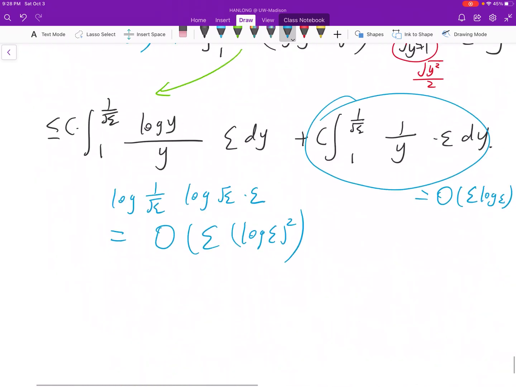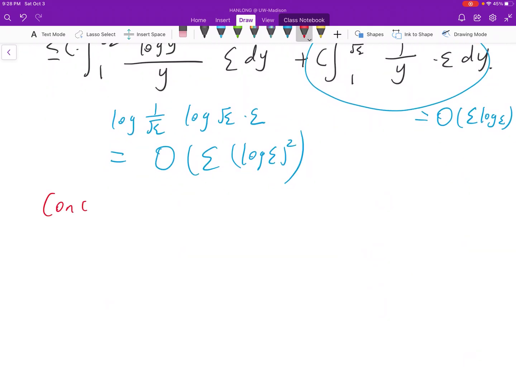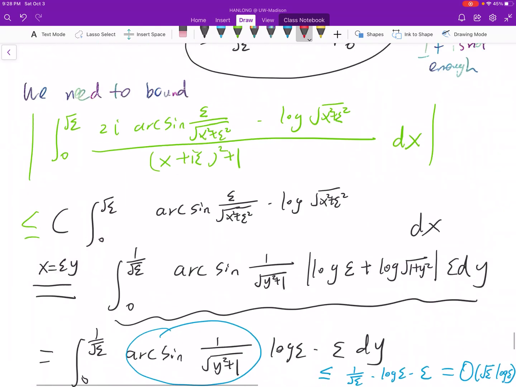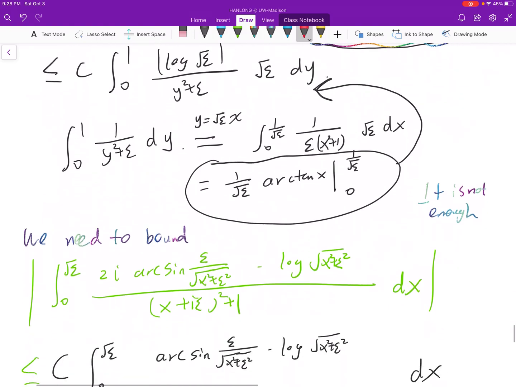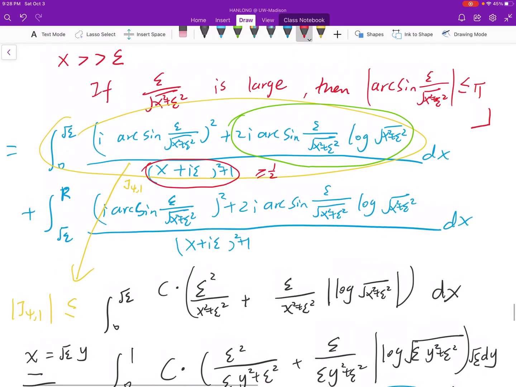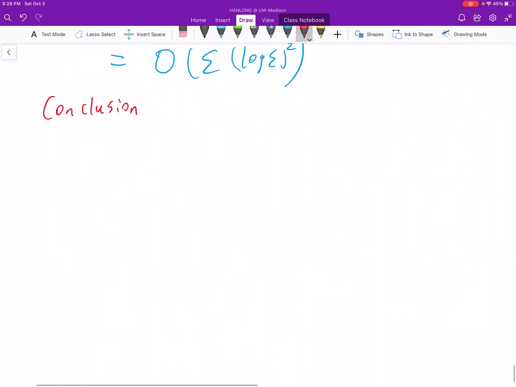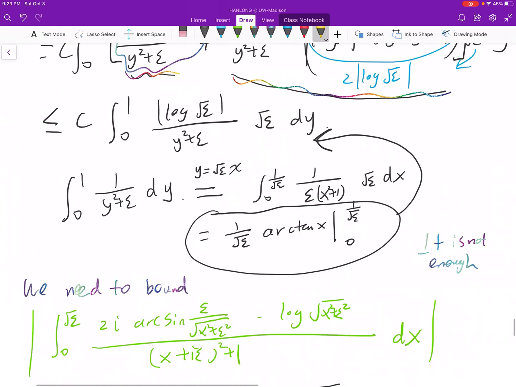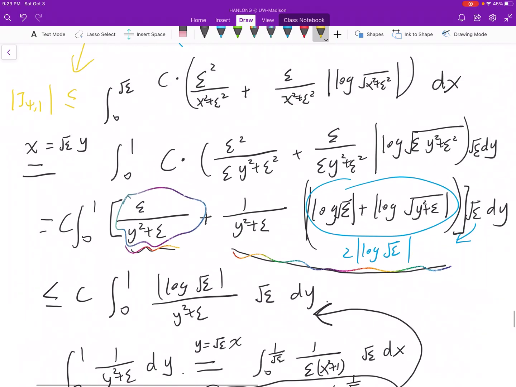Okay, so finally, conclusion. So let's go back. Are we done with J41? Yeah, we get J41 is over the size O epsilon log epsilon squared at most, and in particular J41 goes to 0 as epsilon goes to 0 plus. Next, we want to estimate J42.